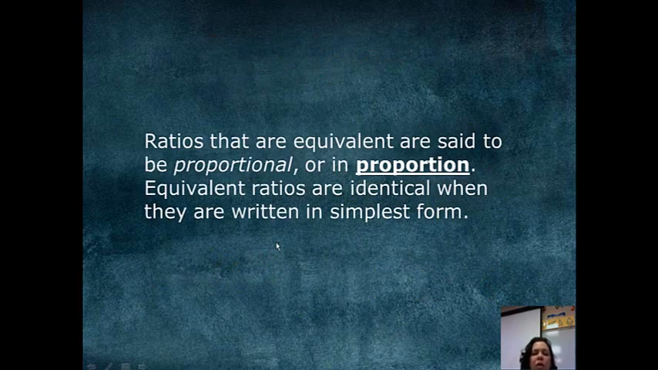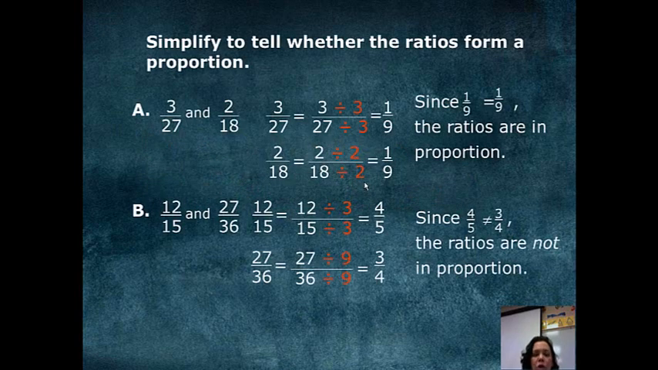Ratios that are equivalent are said to be proportional or in proportion. Equivalent ratios are identical when they are written in simplest form. We're going to go over some examples on how to reduce them and show that they're in simplest form and they are still equivalent and proportional.